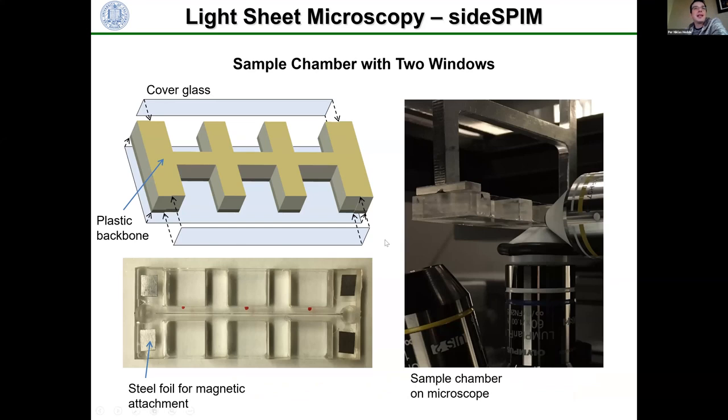Here is a close-up view of the sample chamber. Because we now have to illuminate from the side, we designed this custom chamber. We have cover glass from the bottom and from the side, and then we have those imaging wells where you can place the sample. On the right-hand side, you can see this type of chamber inside the instrument with the two lenses.